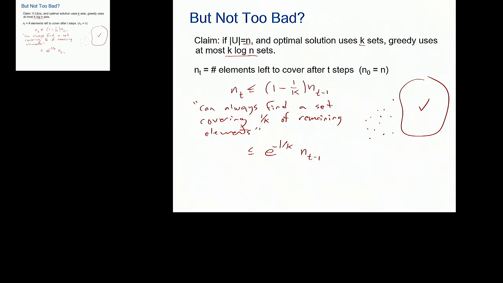Basically, to get from n0 to nt, I have e to the minus t over k times n, right? Which is to say, every time I choose another set, I'm reducing the number of elements that I need to cover by 1 minus 1 over k, which is less than or equal to e to the minus t over k. So e to the minus 1 over k, but now I can sort of simplify that easily. Okay, we're almost there.